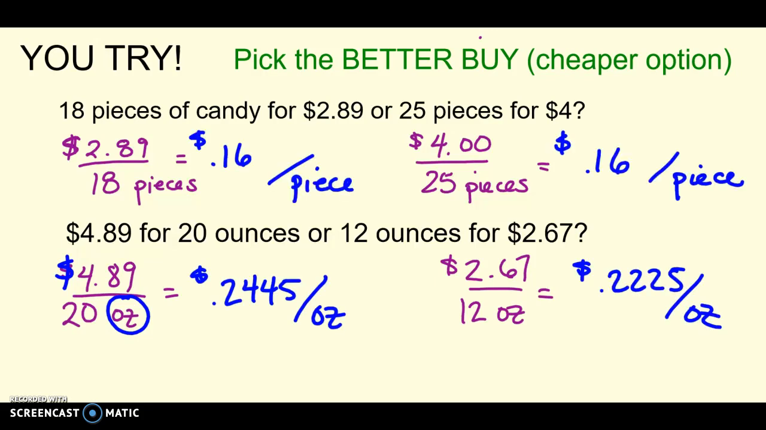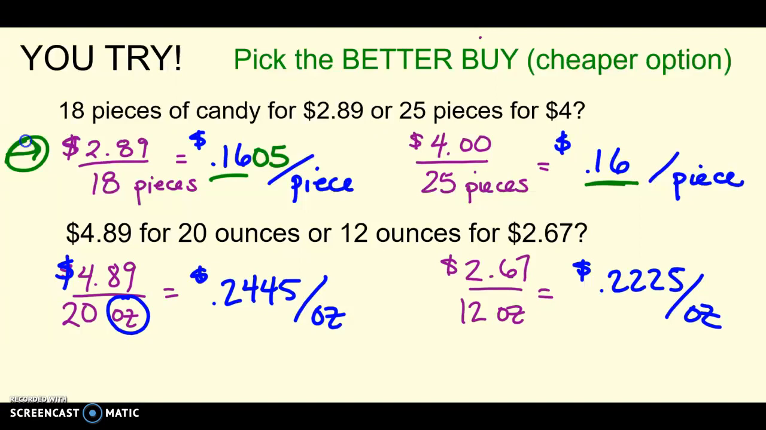Okay, so I divided and this is what it looks like, but let's talk about these just a little bit more. In this first one, you can see that it says 16 cents per piece of candy and 16 cents per piece of candy. So we need to look a little bit further before we can pick which one is better. If you go back to your calculator, this one actually says 0.1605 and this one just says 0.16. Okay, so now if I look at more decimal places, I can actually pick which one's cheaper, right?